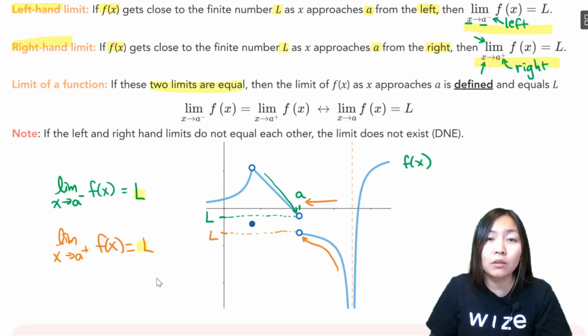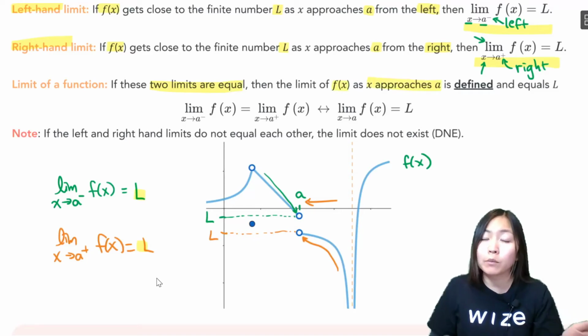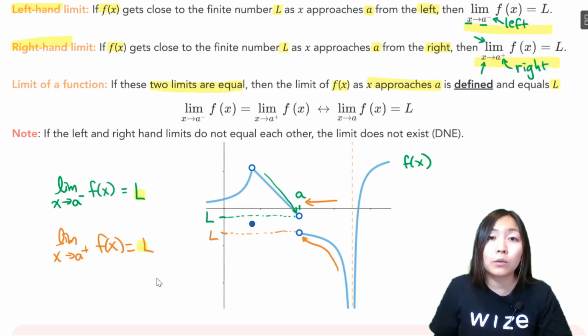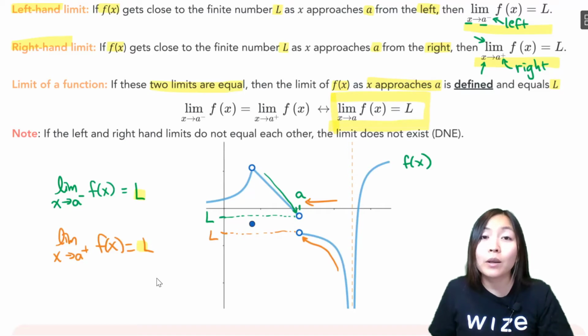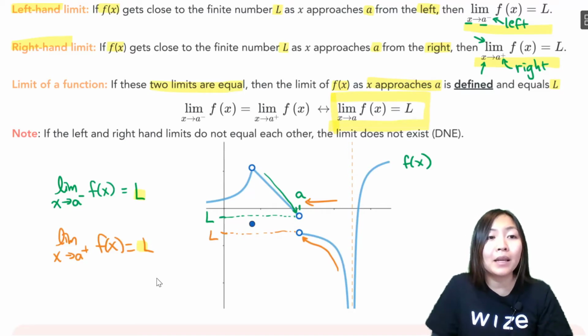Now it turns out that if these two limits exist and they equal the same number, then the limit of f of x as x approaches a, not from the left, not from the right, just x approaches a, is defined, and it also equals L. And we write this limit definition here. So if the left-hand and right-hand limit both equal the same number, then we say the limit as x approaches a, in general, of f of x equals L.